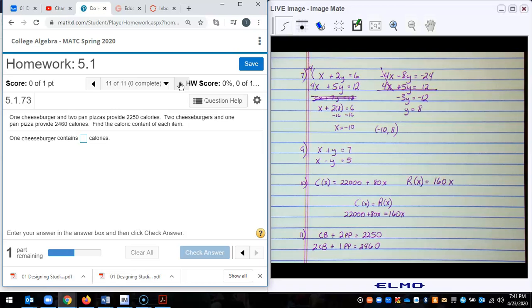From that, we need to figure out how many calories are in each one. So again, this sets up to do a system of equations, whichever way you want to do that. You can also use X and Y. You don't have to do cheeseburger and personal pan pizza. It's just whatever you choose, but that's how we're going to set those up. So this one's done.